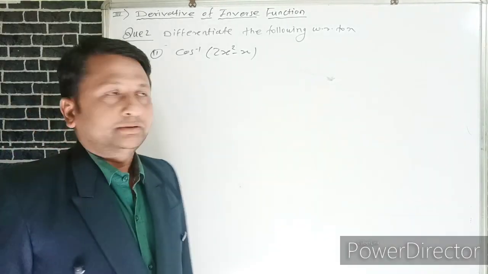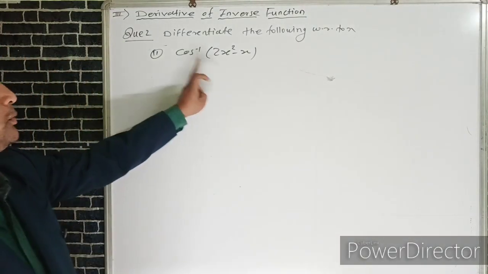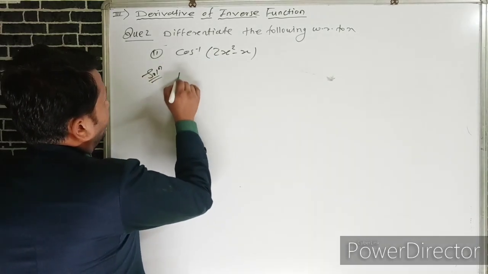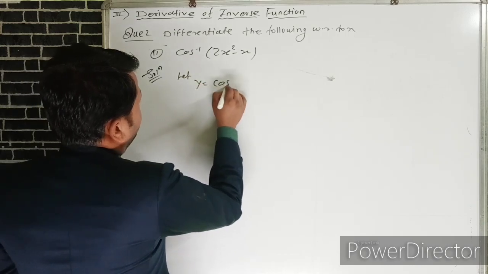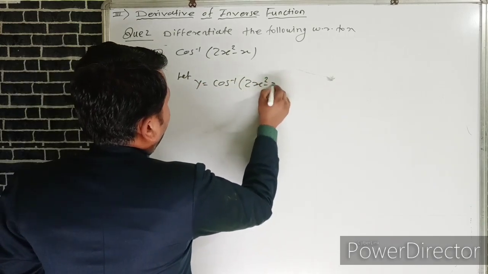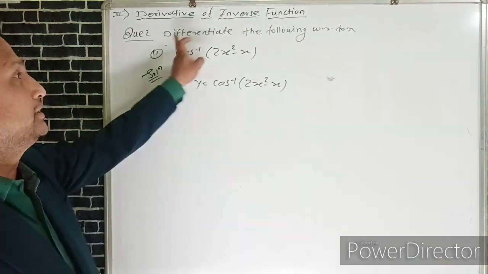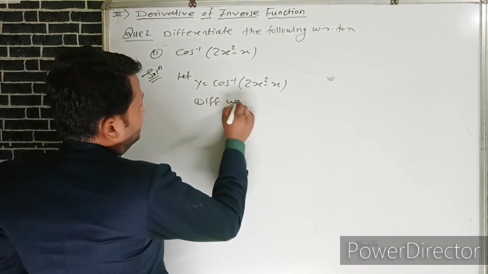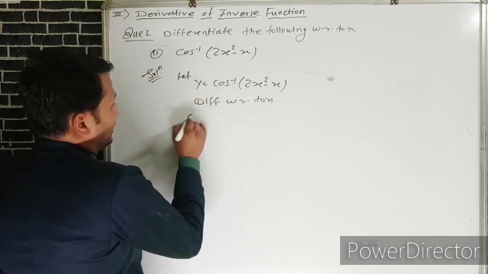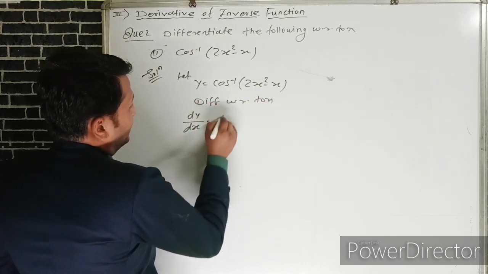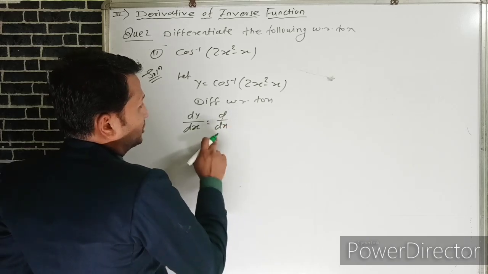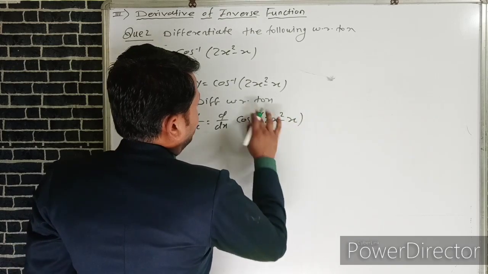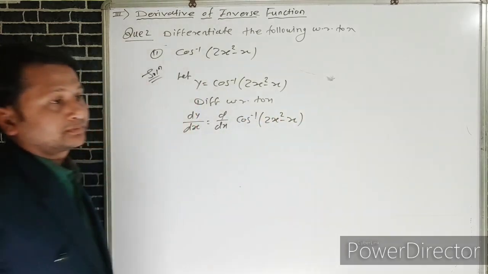Next one, second example: cos inverse of 2x square minus 1. First we consider the given equation, let y is equal to cos inverse of 2x square minus 1. We have to differentiate the following function with respect to x. Hence we can write the derivative of y with respect to x, dy by dx, as the derivative with respect to x of the function cos inverse of 2x square minus x.